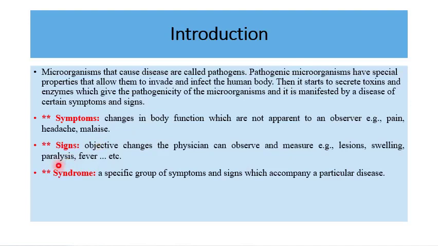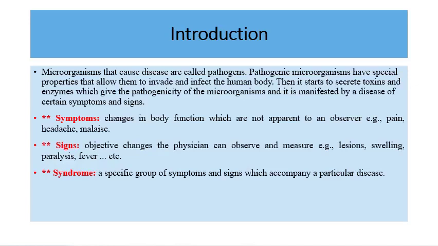Signs are very characteristic changes occurring to the patient. These changes the physician can observe or anybody can observe and measure. زي lesions, swellings, paralysis, fever, etc. يبقى دي كلها حاجات you can see it by your eye. زي برضو rashes for instance, دي you can see it by the eye and you can measure it by certain instruments like the temperature.